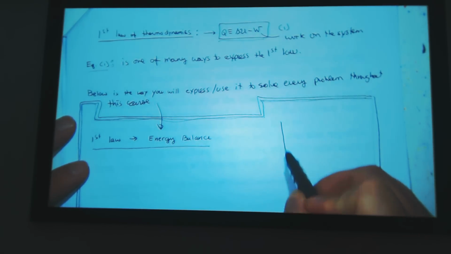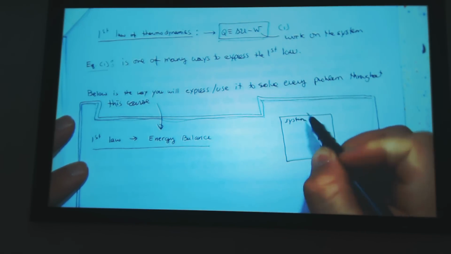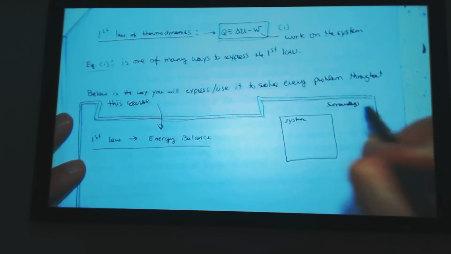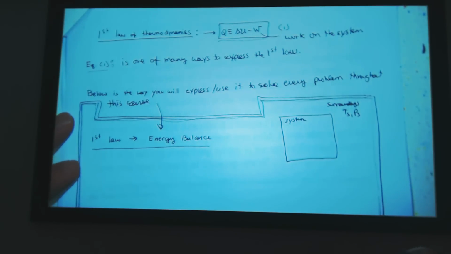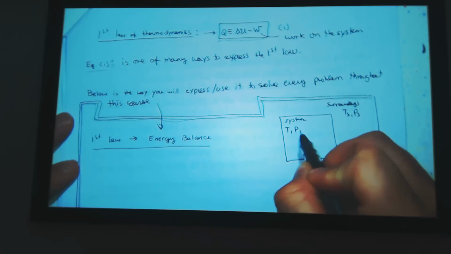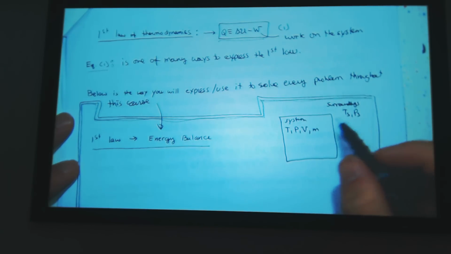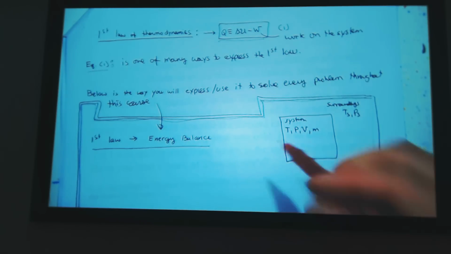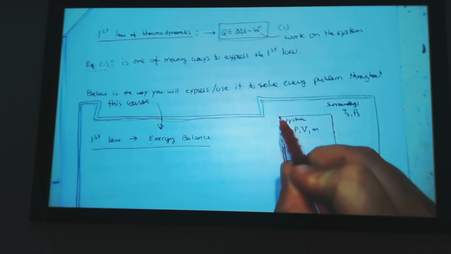So let's draw a system. Here's my system. Okay? And my system has some surroundings. And my surroundings are at a temperature and a pressure. And my system has a temperature, a pressure, a volume, a mass, etc. And it has a boundary, so I can draw a boundary between my system and my surroundings.